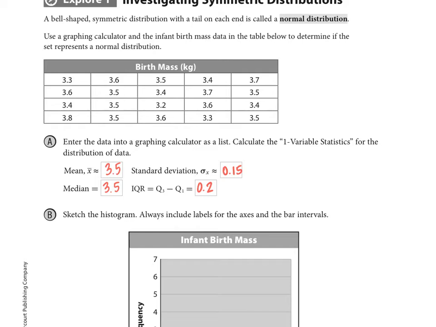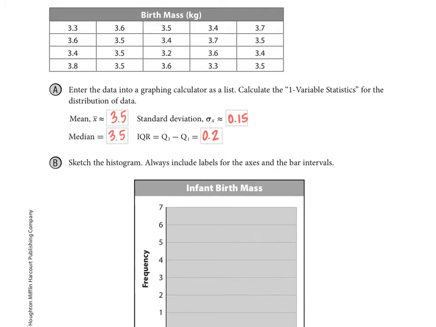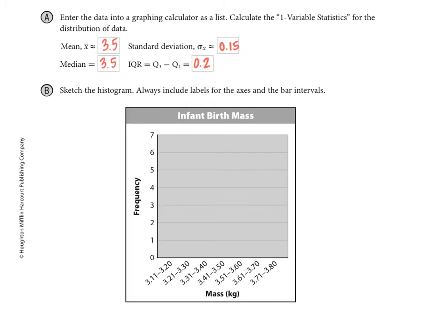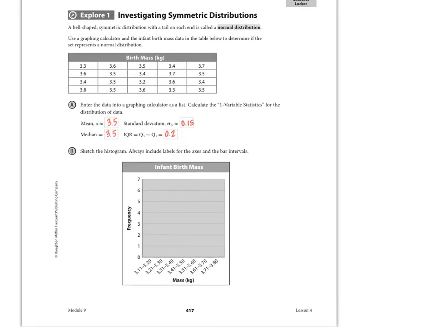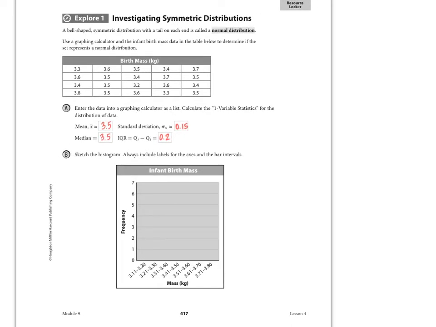One thing that we notice here is that our mean and our median are exactly the same. That doesn't happen a lot, but when it does, it leads us to this special type of data set, and that's the normal distribution. So I'm going to take the data and sketch this histogram here. The histogram is going to pop up in a few seconds, so go ahead and copy it, and pause the video when you need to.